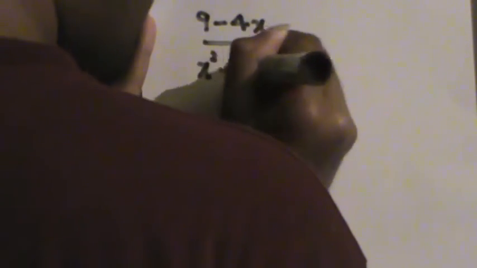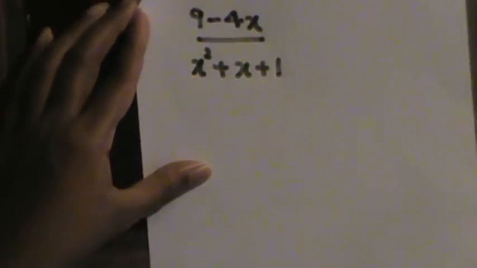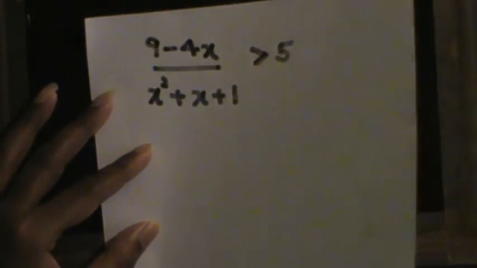So either the numerator is linear and the denominator is quadratic, or the numerator is quadratic and the denominator is linear. In this video I'll be using only one example to explain. The example I'll take is (9 minus 4x) divided by (x squared plus x plus 1) is greater than 5.